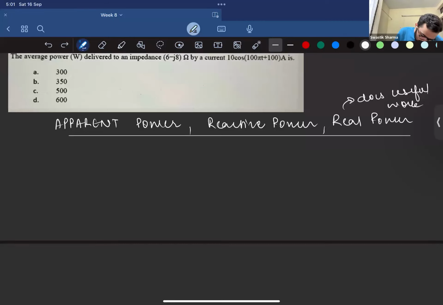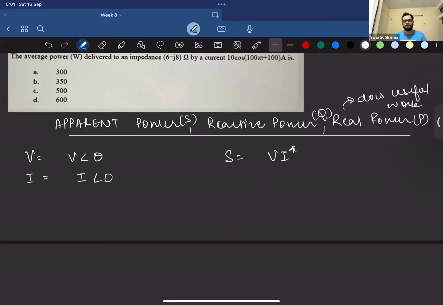Okay, so let's say we have a voltage which can be written in the form of V angle theta, and a current which is, let's say, I angle 0, right? So the apparent power is represented as VI conjugate.